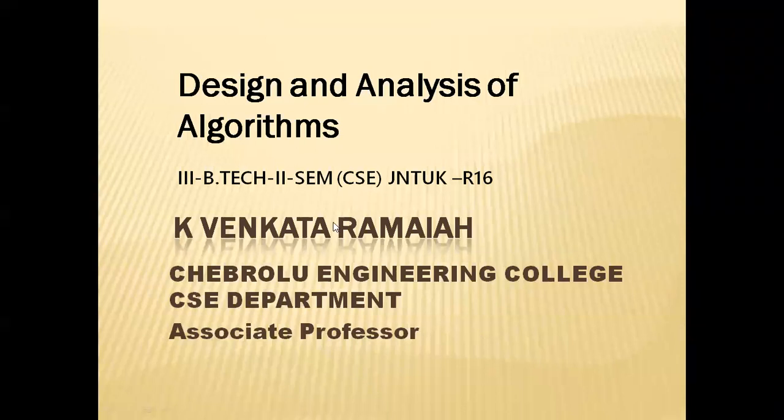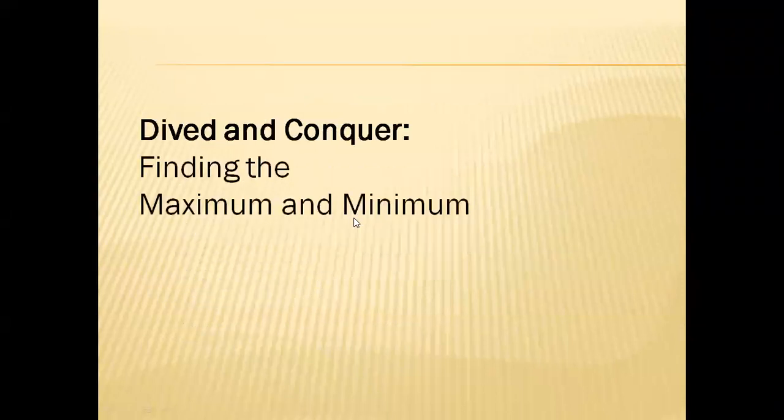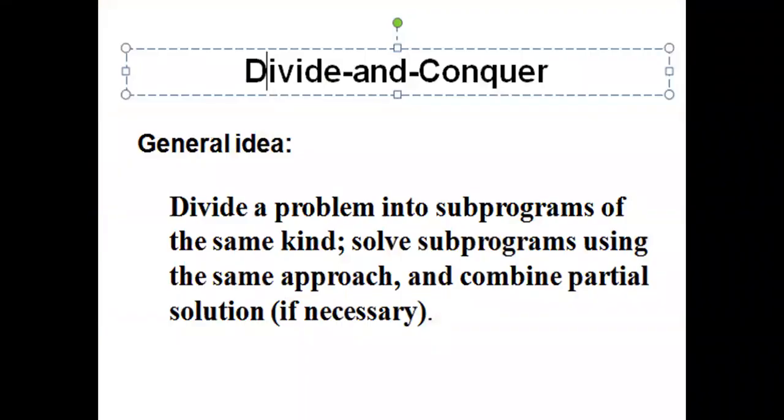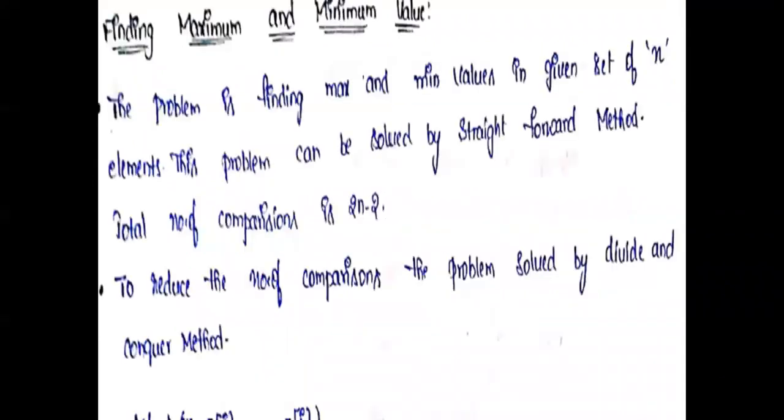Good afternoon to one and all. Today we are discussing finding the maximum and minimum value for a given set of n numbers by using the divide and conquer method. In divide and conquer, to solve any problem, the problem is divided into subproblems. If a subproblem is large, it is again divided into subproblems, and the solutions are combined.